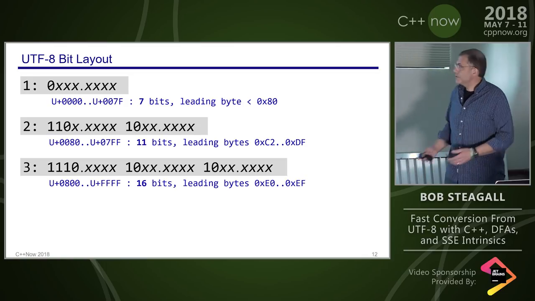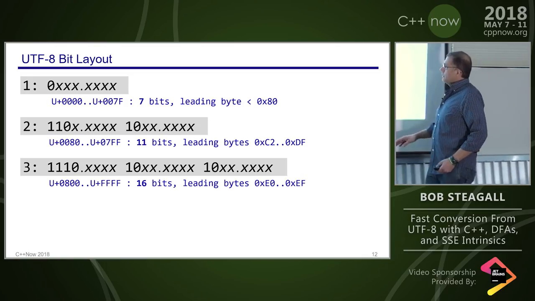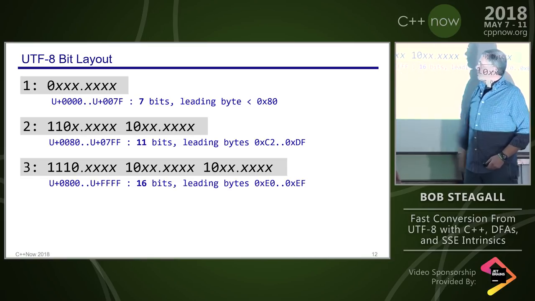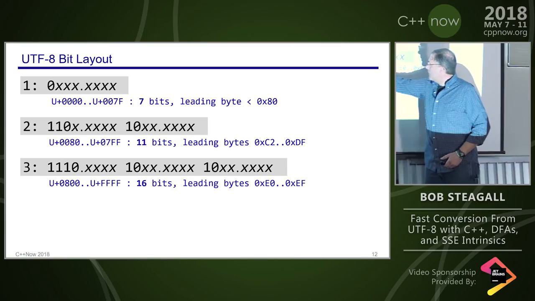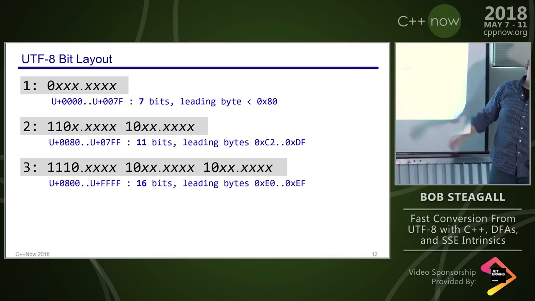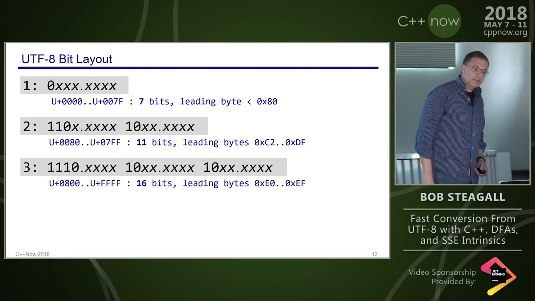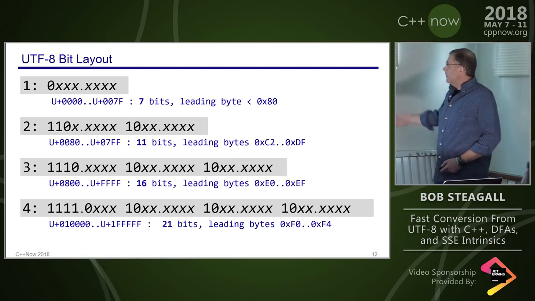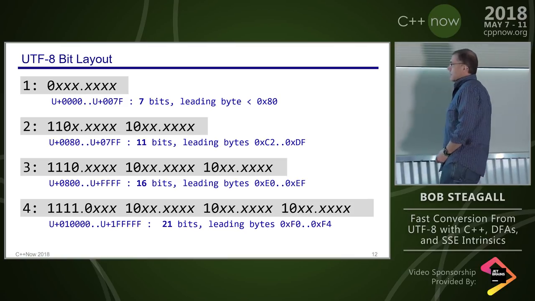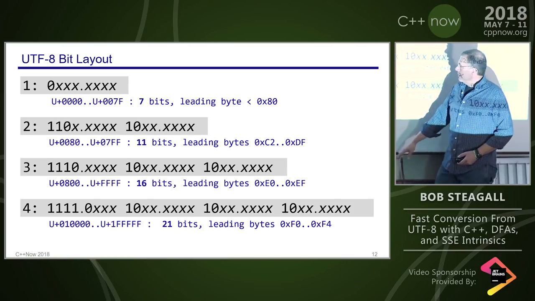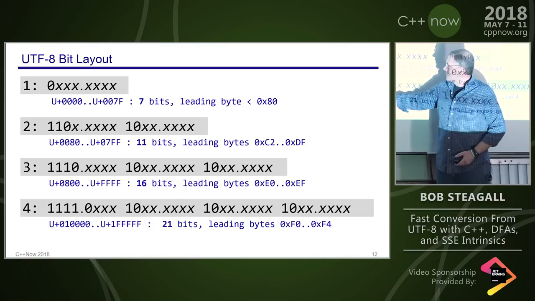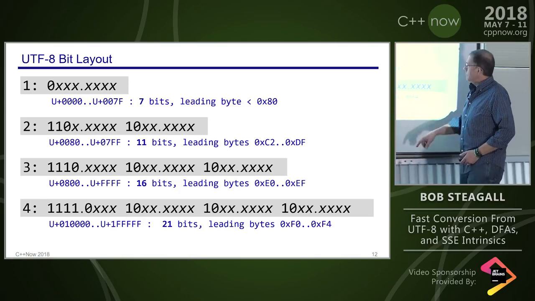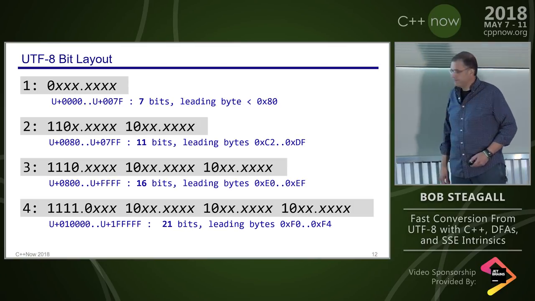For a 3-byte sequence, the first byte begins with 3 ones and a 0 in the high order bits. And the trailing bytes follow the same rules. So if you count the number of X's there, you have 16 bits of usable information. And the pattern continues for a 4-byte sequence. The upper 5 bits in the 4-byte sequence are 11110, which indicates I have 4 bytes in the sequence, and the trailing bytes are all the same.